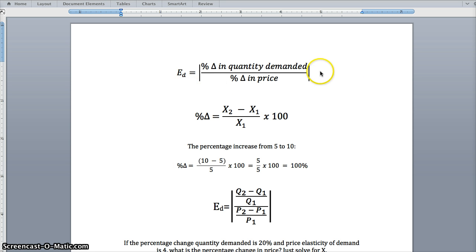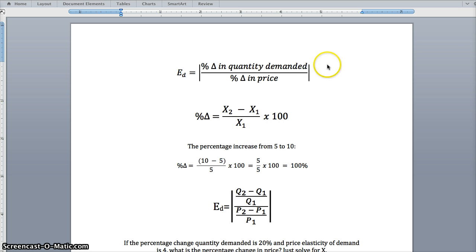This top part here obviously is our price elasticity of demand formula. This is the coefficient E sub d. And what it is is a percentage change in quantity demanded, and we're going to divide that by a percentage change in price. These two bars here mean we're going to take the absolute value of it. We're not interested in negative numbers. They don't tell us anything, so we're going to remove them. So you can only get a positive number.